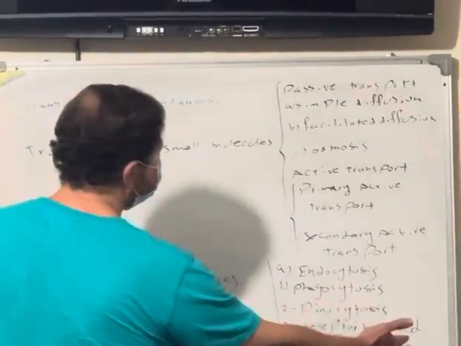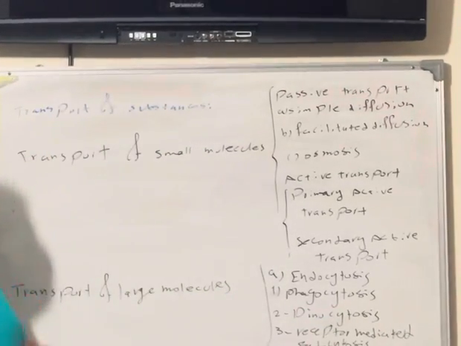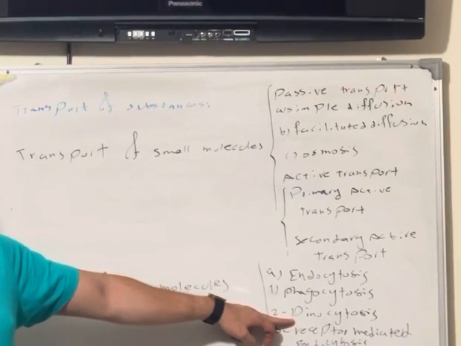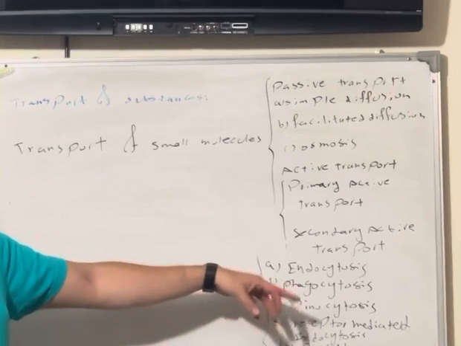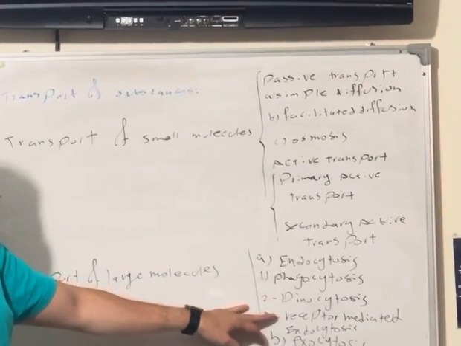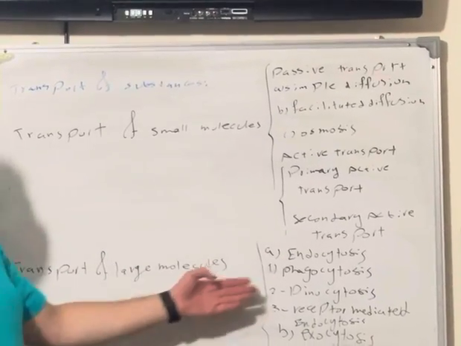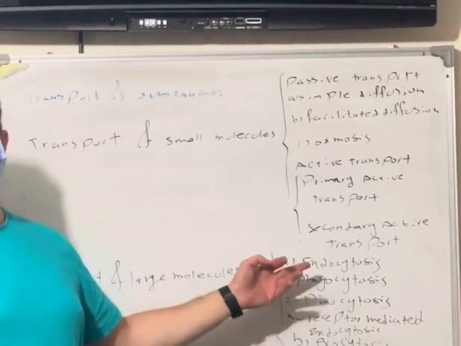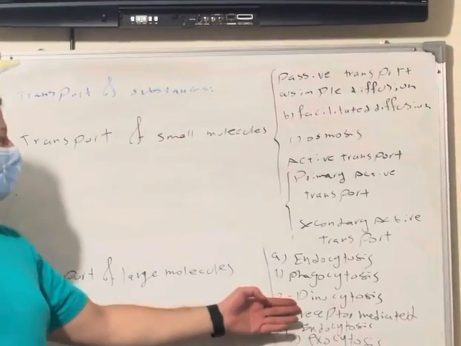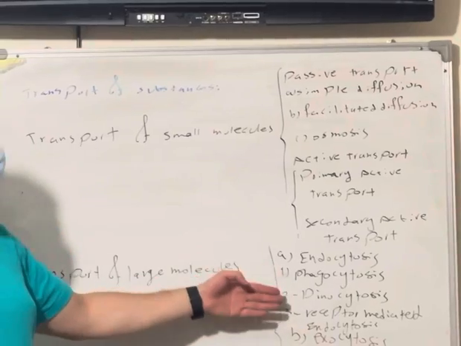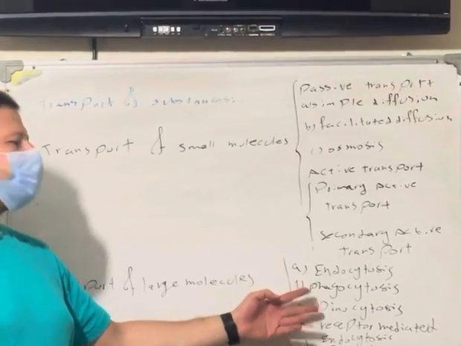Pinocytosis is for liquids: fluids and dissolved materials are taken in by vesicles. These vesicles are much smaller than those of phagocytosis. The vesicles of phagocytosis are called phagosomes. In pinocytosis, in fact, vesicles are much smaller.